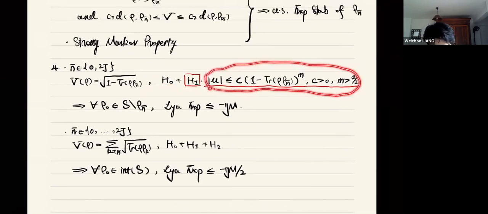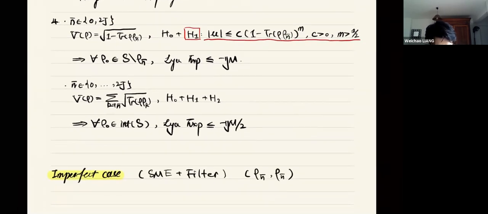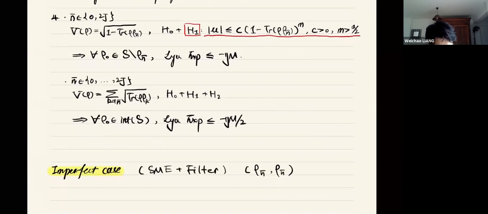If our feedback controller satisfies these two assumptions, we can show that for almost all initial states, which means except the target state, the target state is exponentially stable with the Lyapunov exponent smaller than or equal to negative eta m.